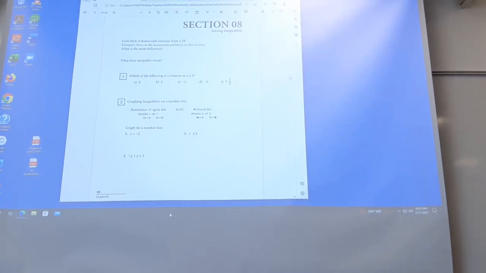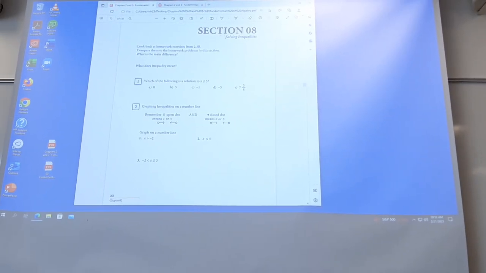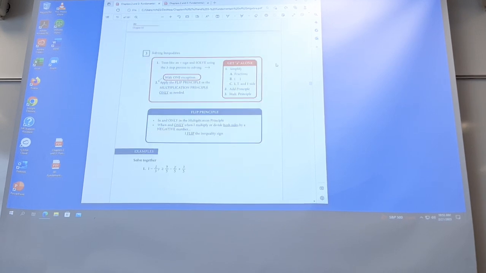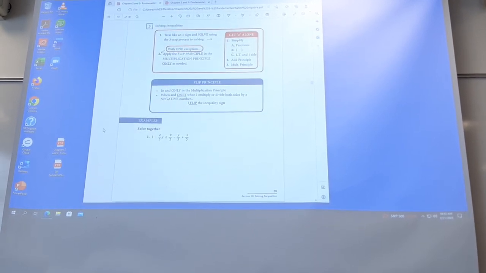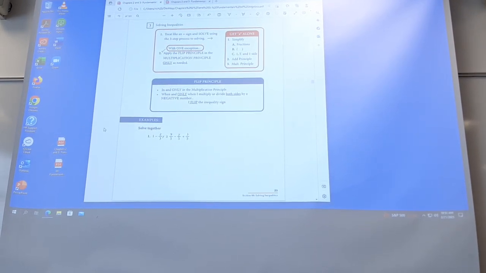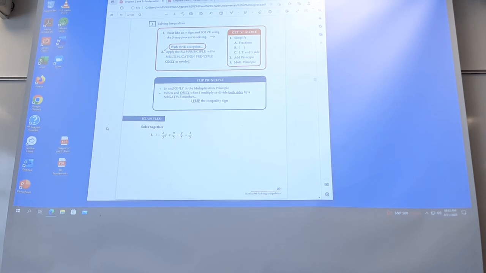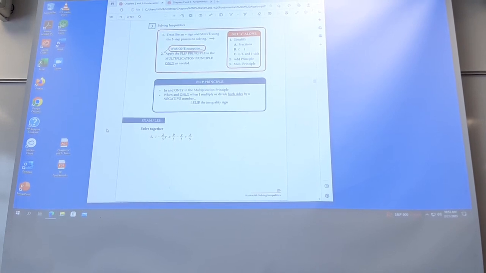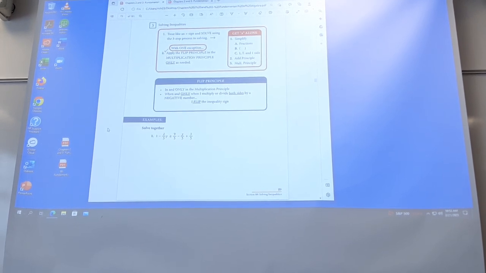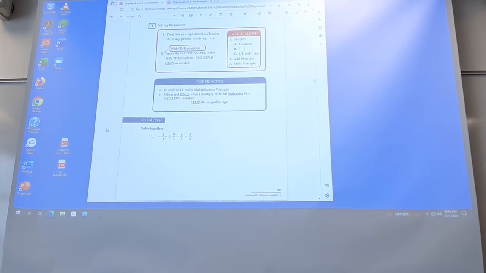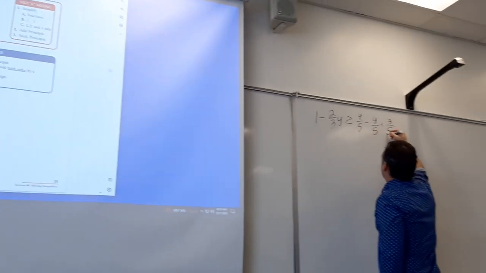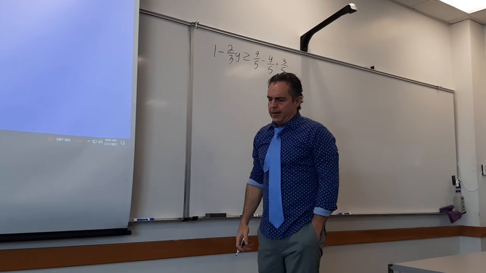So how do we solve inequalities? Well, we still use the 3-step process to solving. I need someone to read this big problem down at the bottom here to me. Somebody want to do that for me? Yep, go ahead. 1 minus 2/3 y is greater than or equal to 9/5 minus y/5 plus 3/5. Perfect.